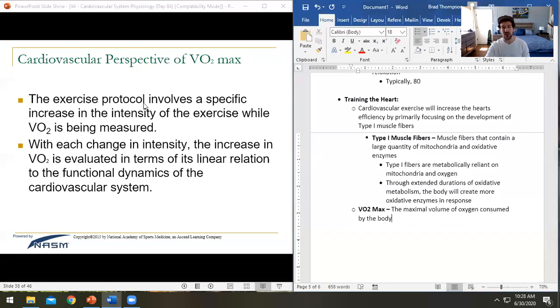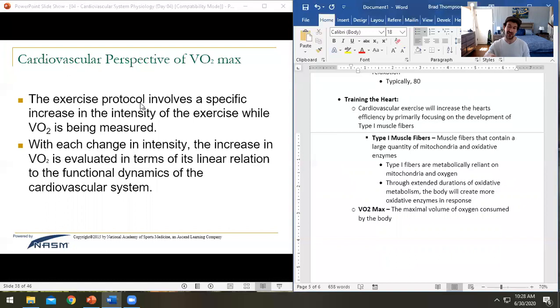So the exercise protocol involves a specific increasing of the intensity while your VO2 is measured. What you're going to do is measure the volume of oxygen someone is consuming during activity. The more oxygen they can consume, the more energy they are outputting, the more ATP they're producing. So one of the ways that we can measure someone's cardiovascular efficiency and how strong their cardiovascular system is, is to measure their VO2.